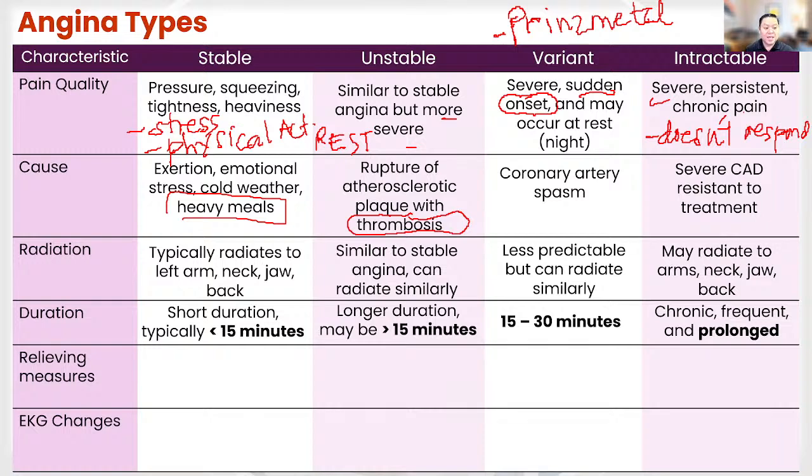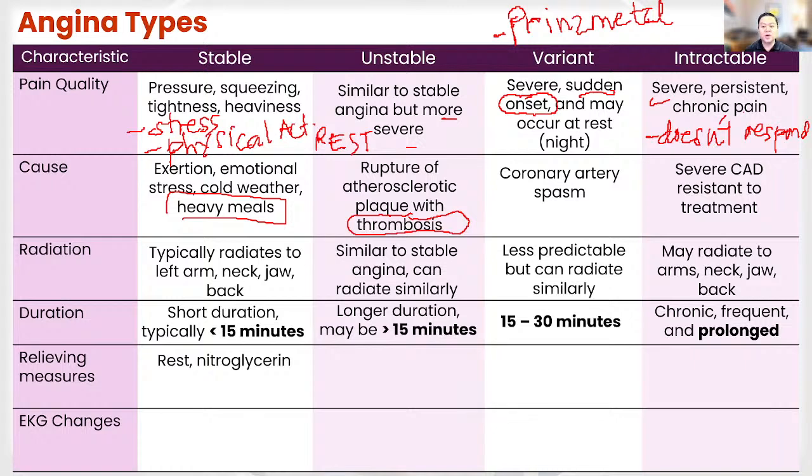Okay. For the relieving measures, what do you think could relieve the pain in the stable angina? We already know that it can be relieved by simple rest and also the self-administration of nitroglycerin or the nitrostat. This will help relax and widen the coronary arteries and will eventually improve the blood flow of the heart. So it's quite simple. It is responsive to regular rest and nitroglycerin.